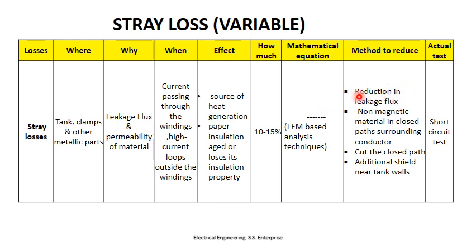Reduce the leakage flux, use non-magnetic material in a closed path surrounding the conductor, cut the closed path, and add additional shields near the tank walls. By using the no-load test and short circuit test, we can find out the stray losses.